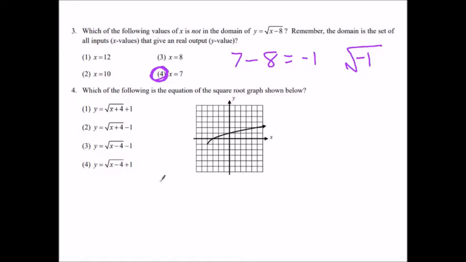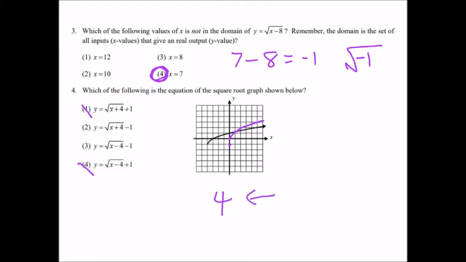Number 4, which of the following is the equation of the square root graph shown? The square root function typically starts at 0 and goes like that. This has been shifted down 1, so that means we can eliminate choices 1 and 4 because of this piece right here. It's got to be down 1, so it's going to have a minus 1 at the tail end, right? And then it's been shifted 4 units to the left.